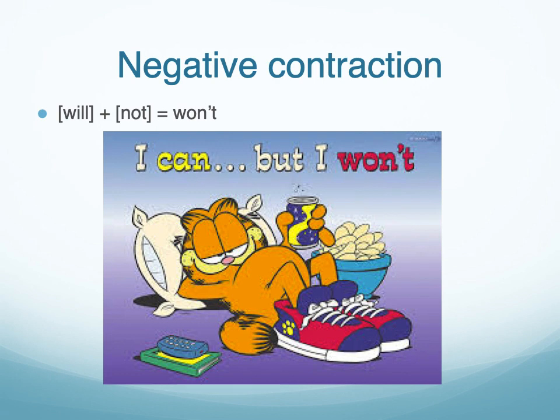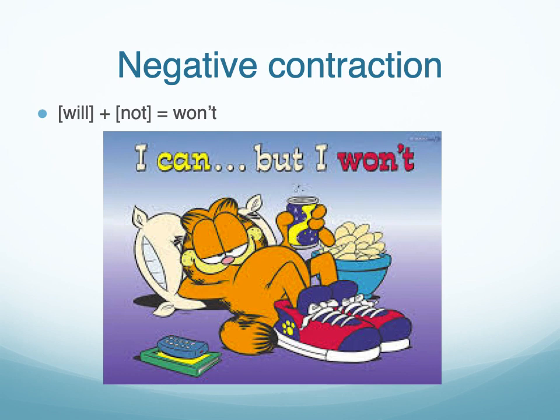So here we have the negative contraction with will. It's totally fine to say will and not for the negative in the simple future, but it's a lot more common to make that a contraction into one word. And so the combination of will and not comes out won't. W-O-N apostrophe T.